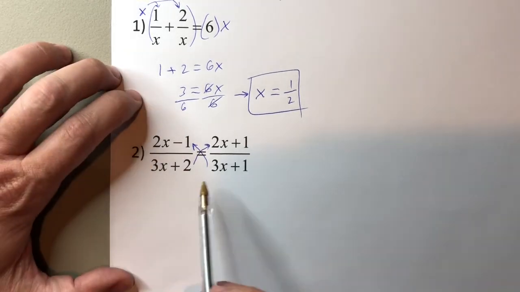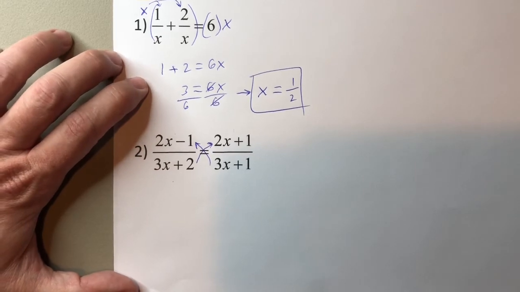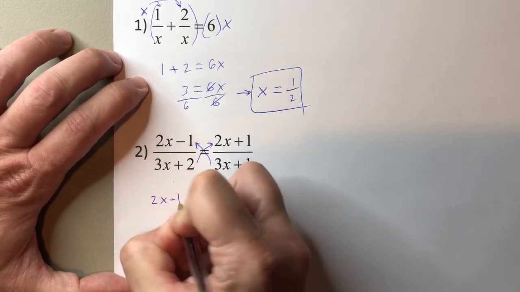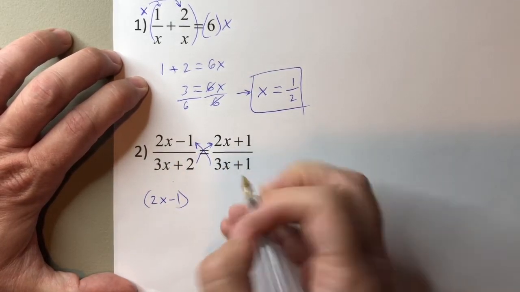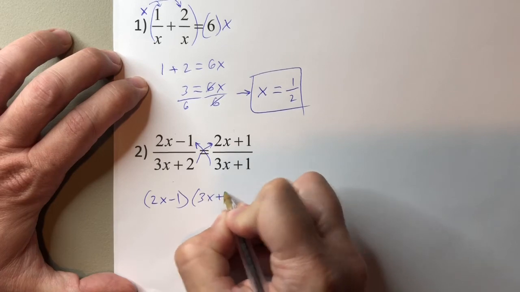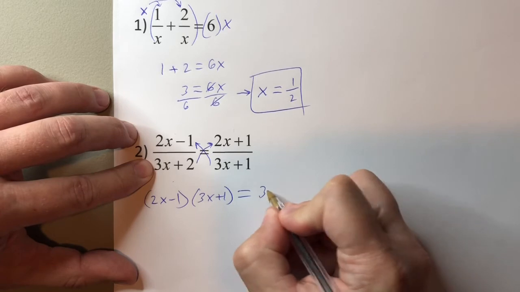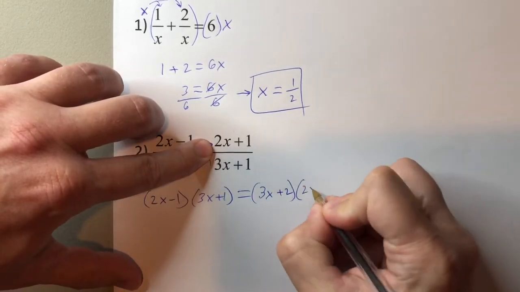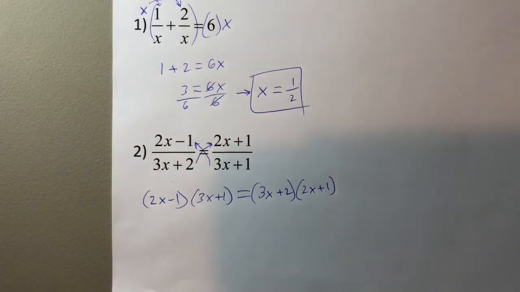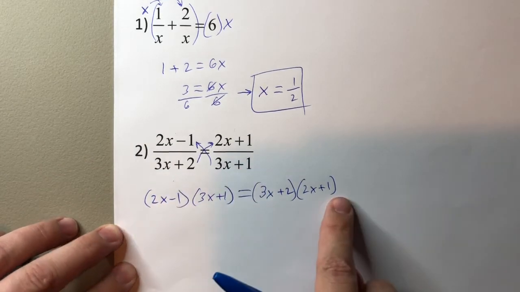Again, in this one, because you have a single rational expression set equal to another one, you can just cross multiply, which means the following. This numerator is going to be multiplied by the other expression's denominator. You're going to set that equal to this denominator times the other rational expression's numerator. Again, what you've really done is multiplied both sides by the LCD. If you multiply both sides by 3x plus 2 and 3x plus 1, I guarantee you're going to get this.